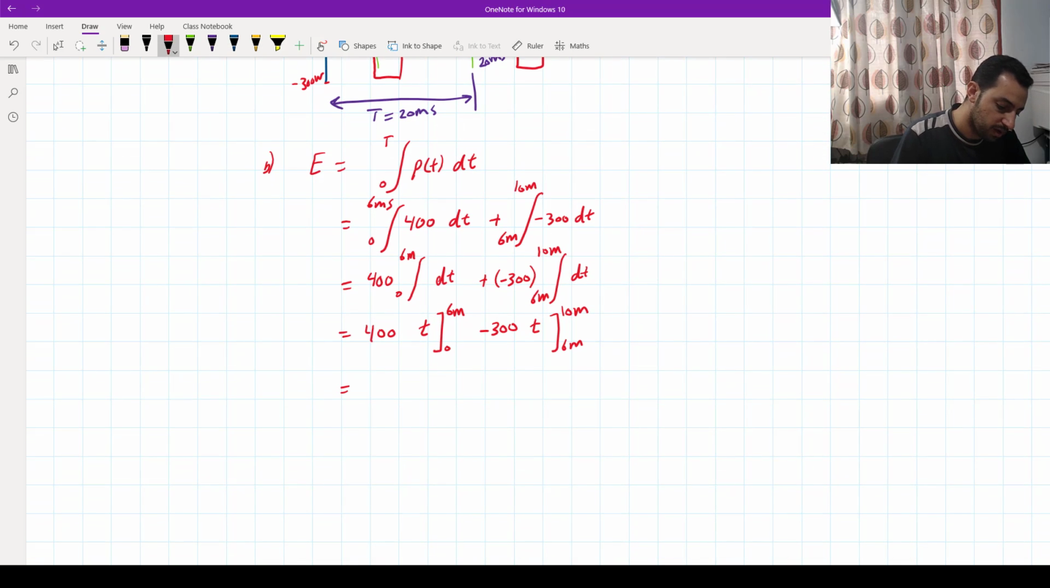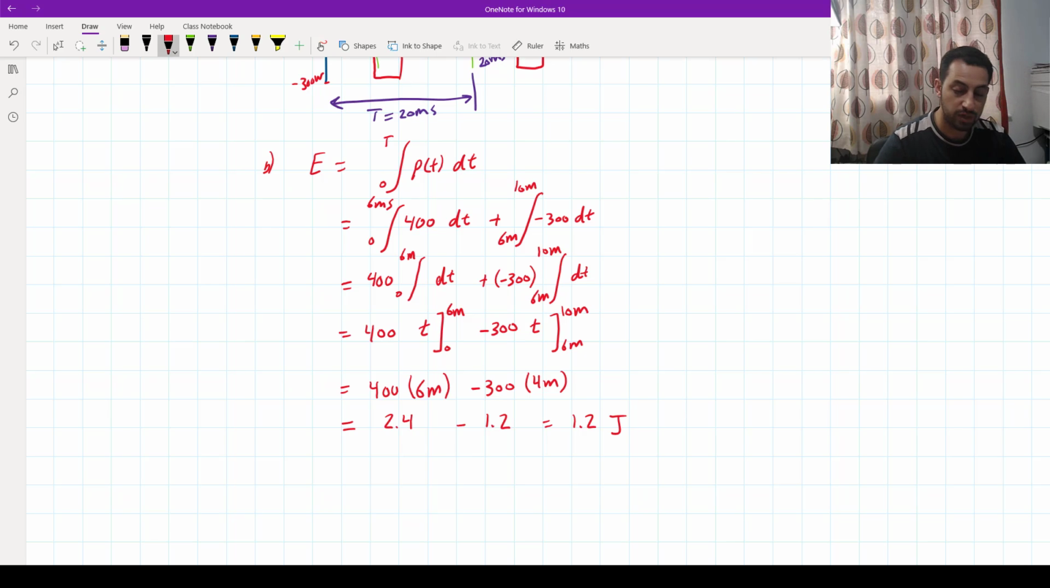All right, so now let's continue. This is 400 times t, which is 6 milli minus 0, so 6 milli here, minus 300 times t, and t is 10 millisecond minus 6 millisecond, which is 4 millisecond. So you can just do this job, and that equals 2.4 minus 1.2, which gives us 1.2, and that is energy. The unit is joule.